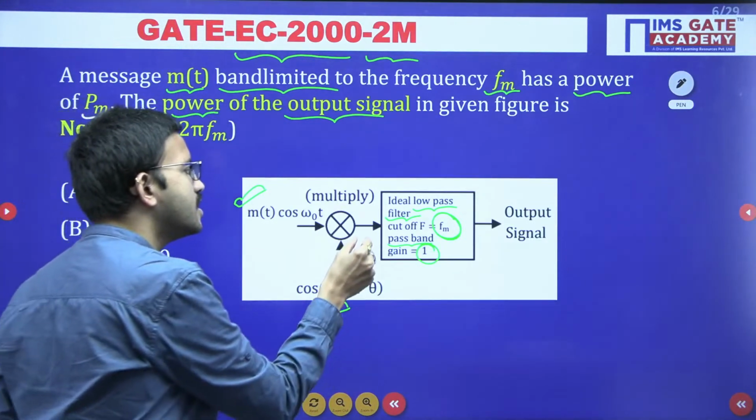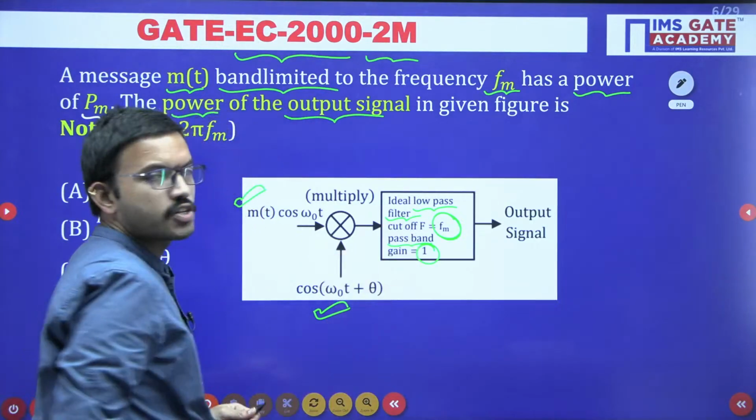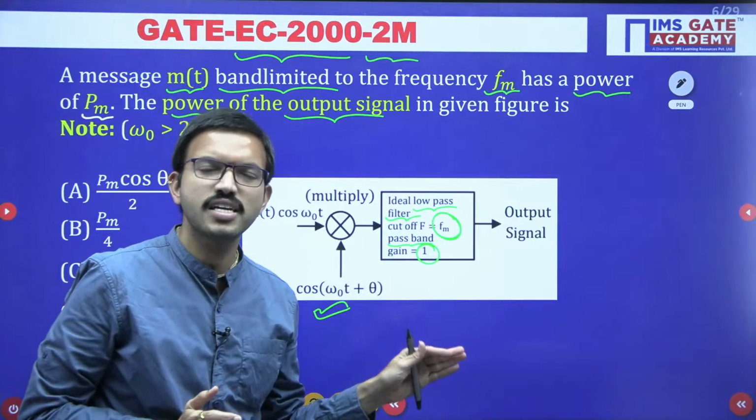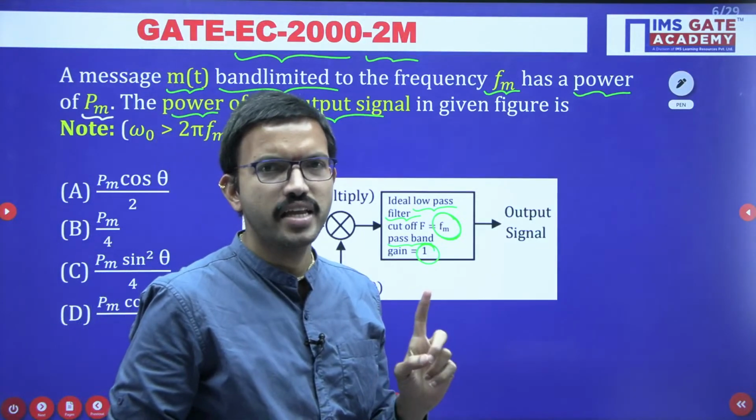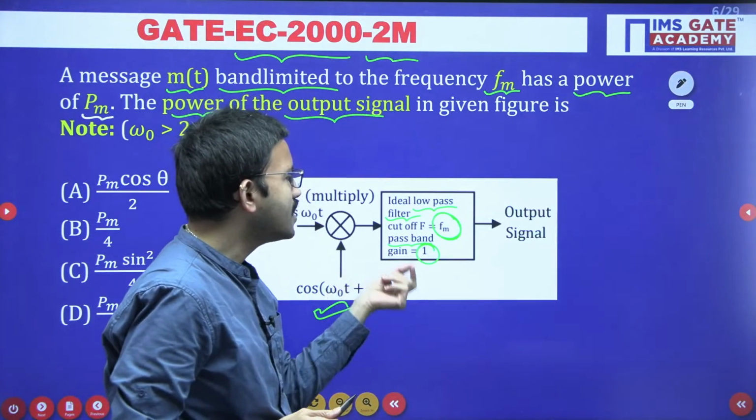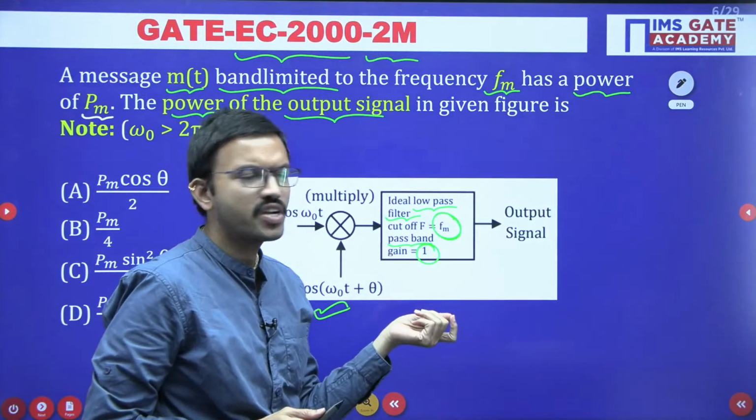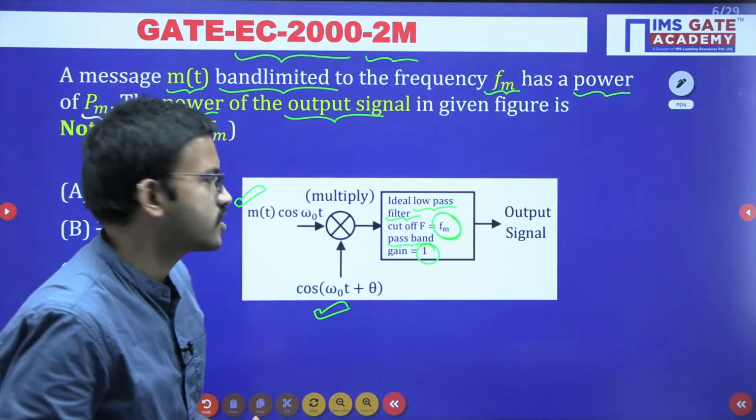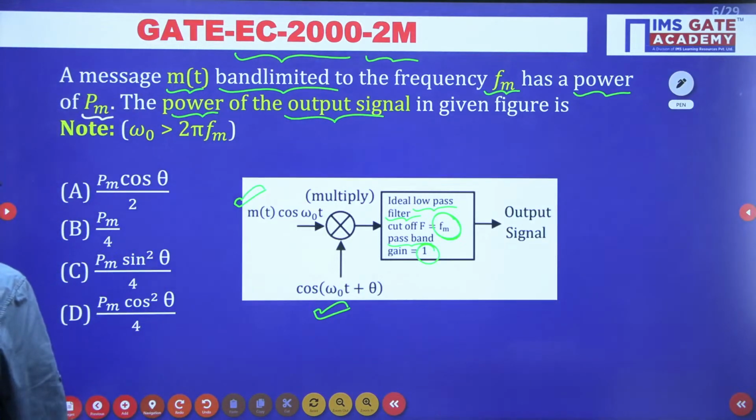So whatever the gain they have mentioned, accordingly we have to consider. In some questions, if they haven't mentioned the gain, by default you can consider gain as 1. But if they have strictly mentioned the gain in the question, we have to strictly consider it.